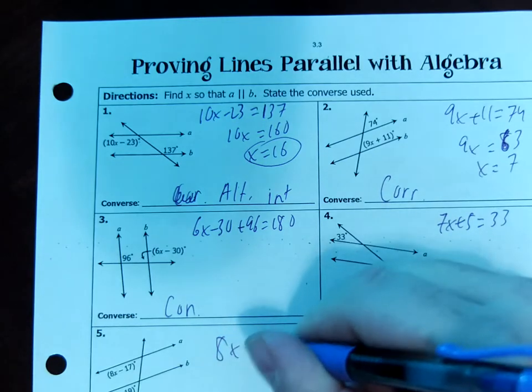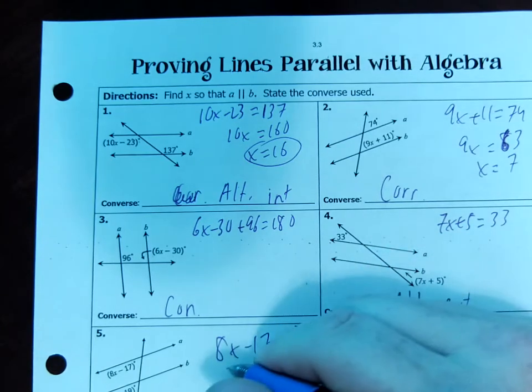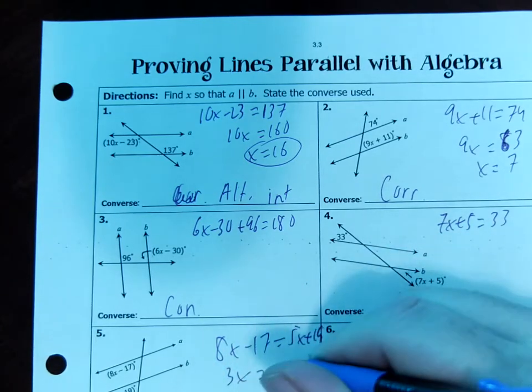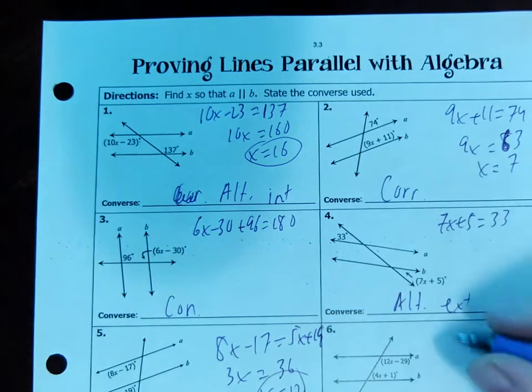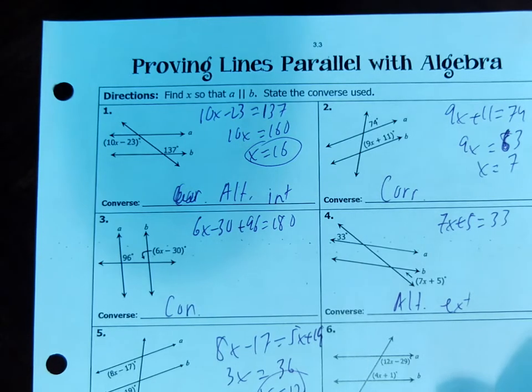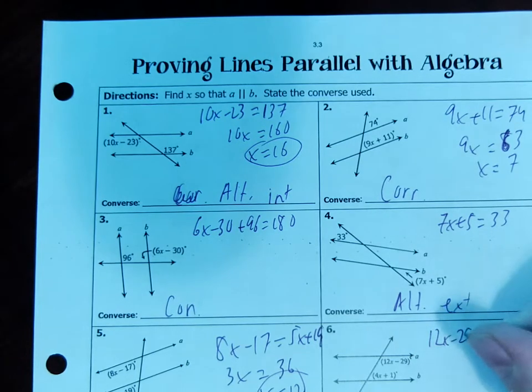These would be equal because of corresponding. 8x minus 17 equals 5x plus 19. And again, you could solve these by just moving the x's over. So this would be 3x is equal to 36. X is 12. I didn't solve the two above yet. This would be consecutive interior, and they would be supplementary. 12x minus 29 plus 4x plus 1 equals 180.